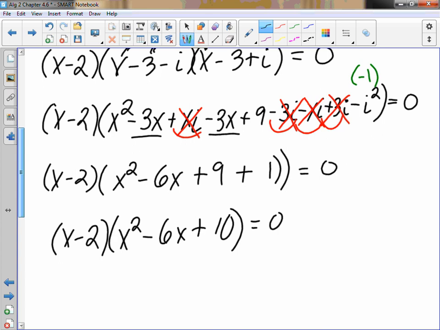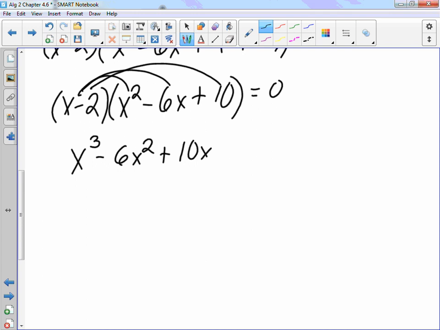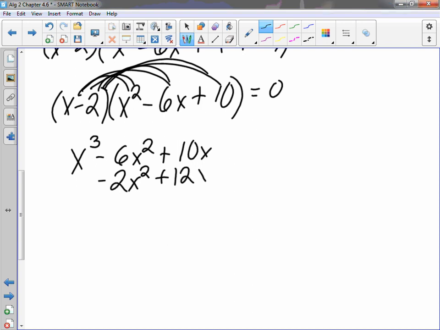Questions on this here? Well, we have one last step. We're going to multiply these together. X times x squared would be x to the third. X times negative 6x will be negative 6x squared. And x times 10 would be plus 10x. Then we multiply through by negative 2. Negative 2 times x squared will be negative 2x squared. Negative 2 times negative 6x will be plus 12x. And negative 2 times positive 10 will be minus 20.